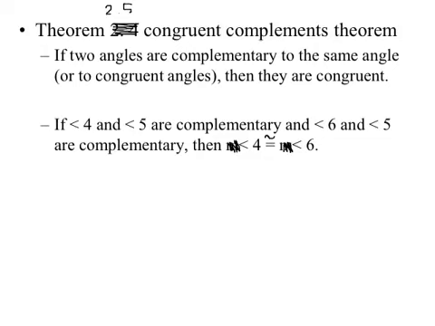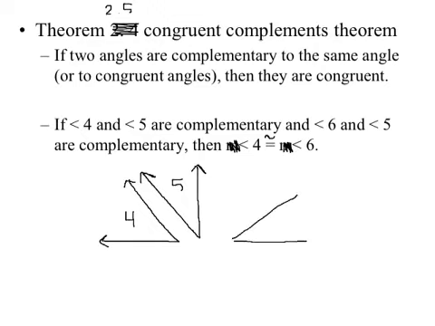Okay, let's draw a picture. Let's see if I can draw it. We'll make that angle 5. We'll try to make angle 4 look complementary. And then angle 6 we'll put over here. Alright, so if angle 4 and 5 are complementary, and angle 6 and angle 5 are complementary, then angle 4 is congruent to angle 6. Cool.